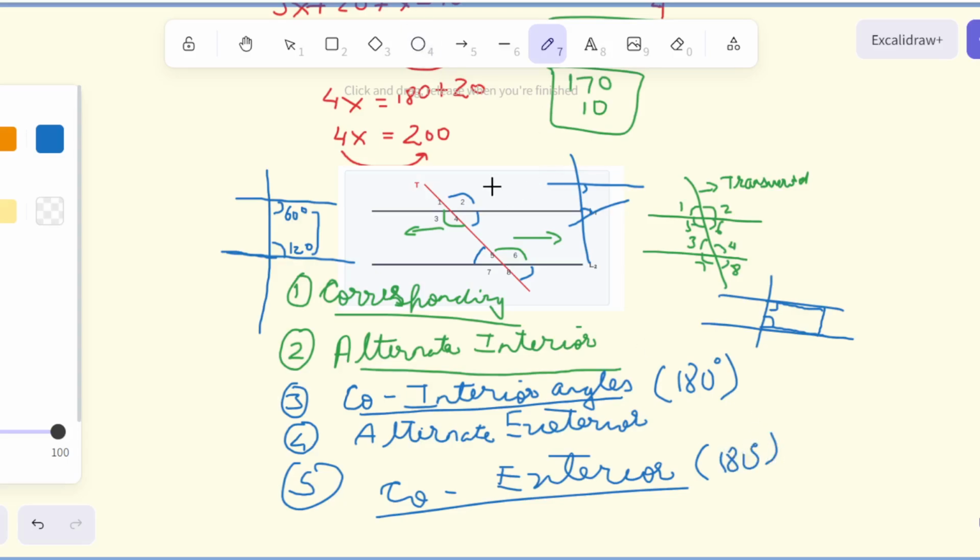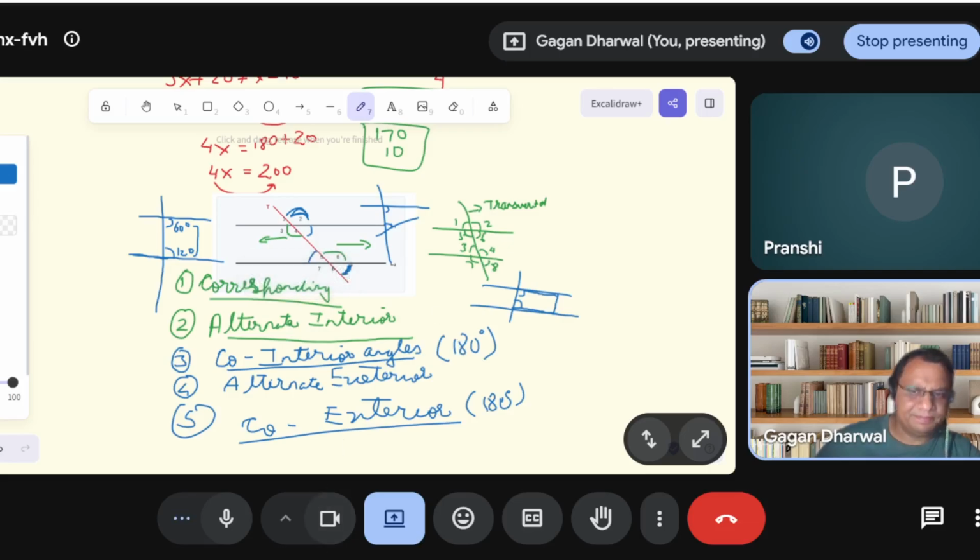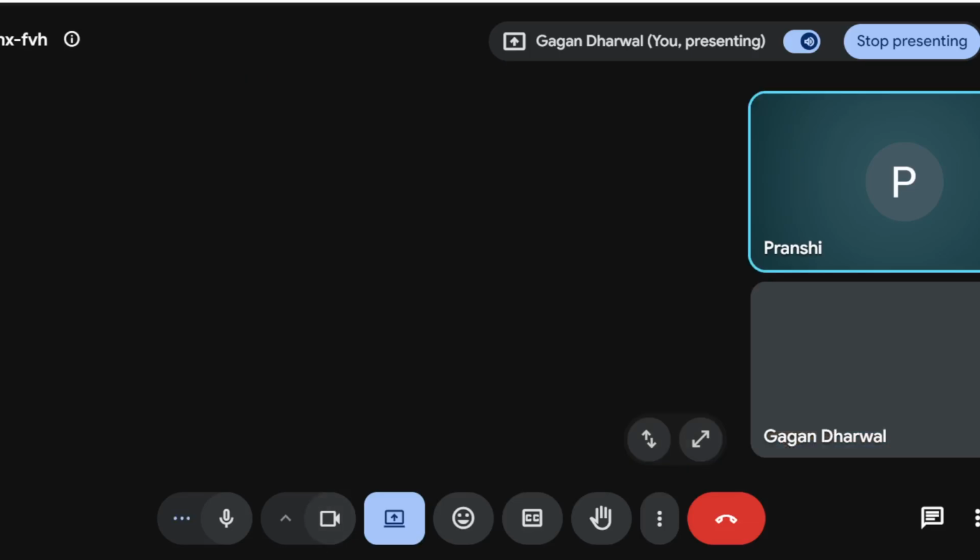Because you're looking at only, see, 2 and 8, they are not equal, right? They will add to 180. All good? So you should be able to figure out what type of angles those are. So we'll do a question on it. Let me take an example.